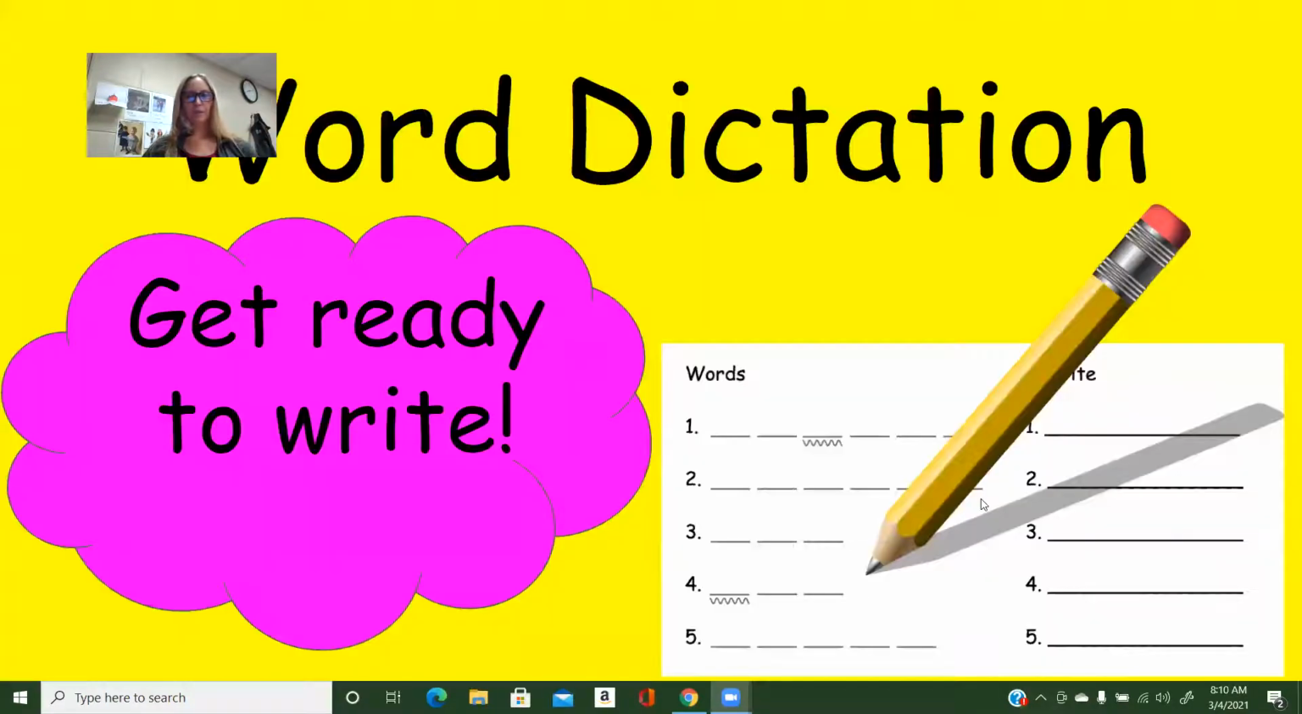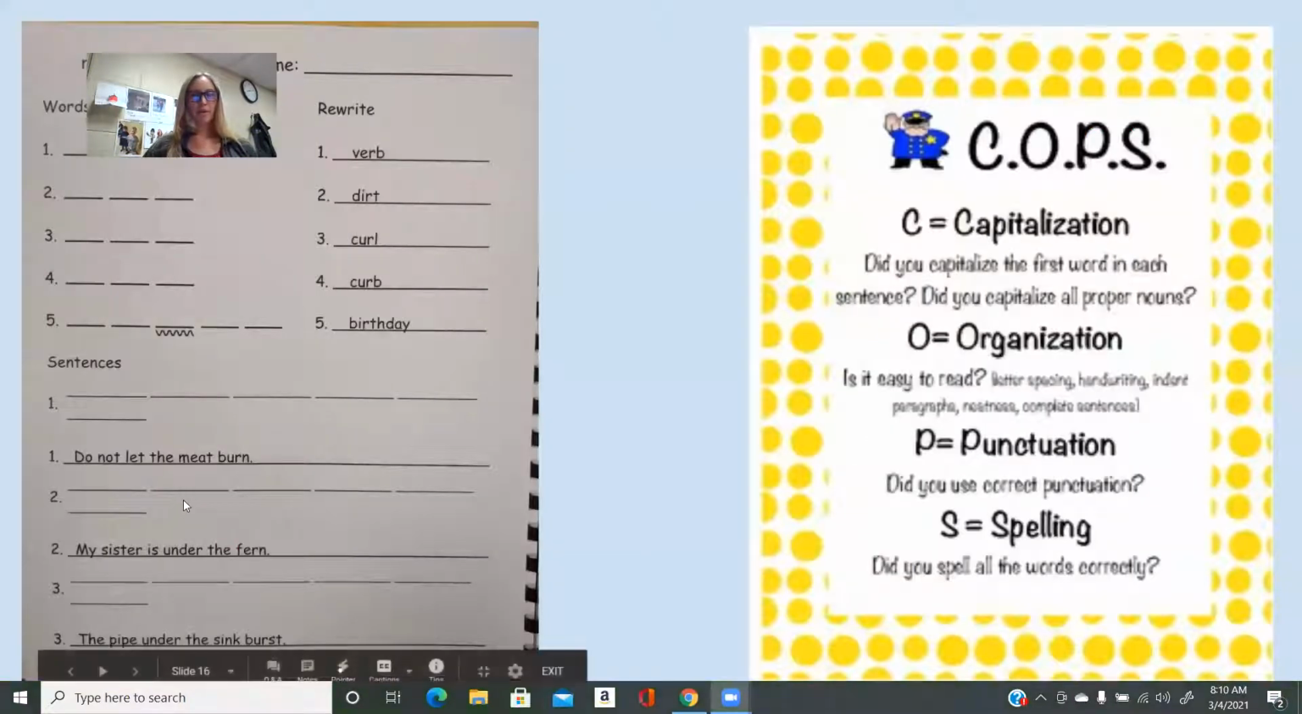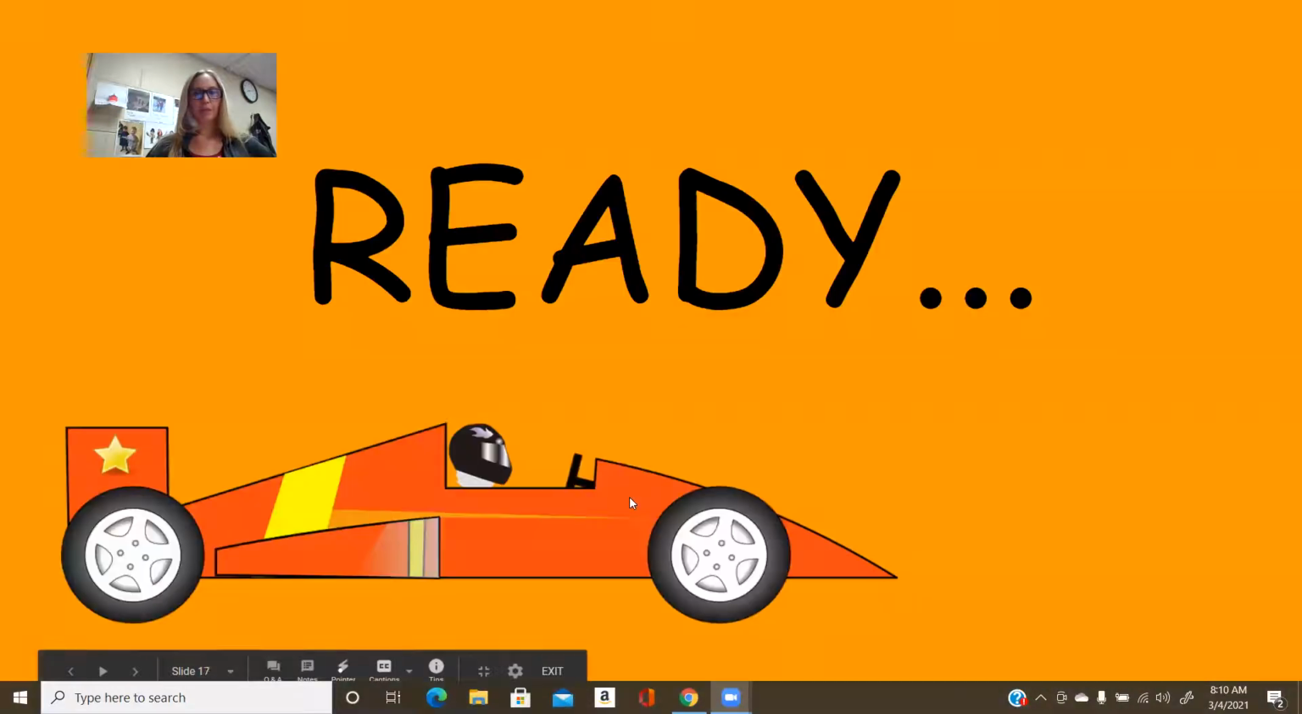All right. You can check out our sentences for our dictation. Do not let the meat burn. I would challenge you to give those sentences a try. My sister is under the fern. The pipe under the sink burst. We talked about burst as exploding.